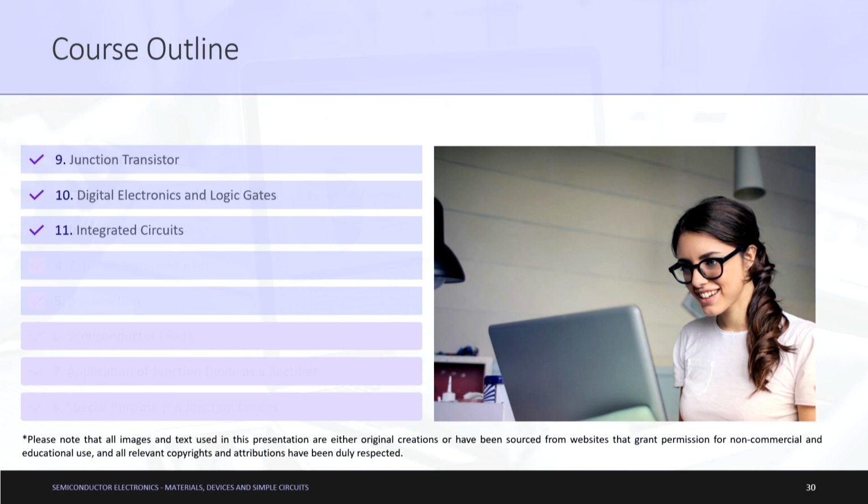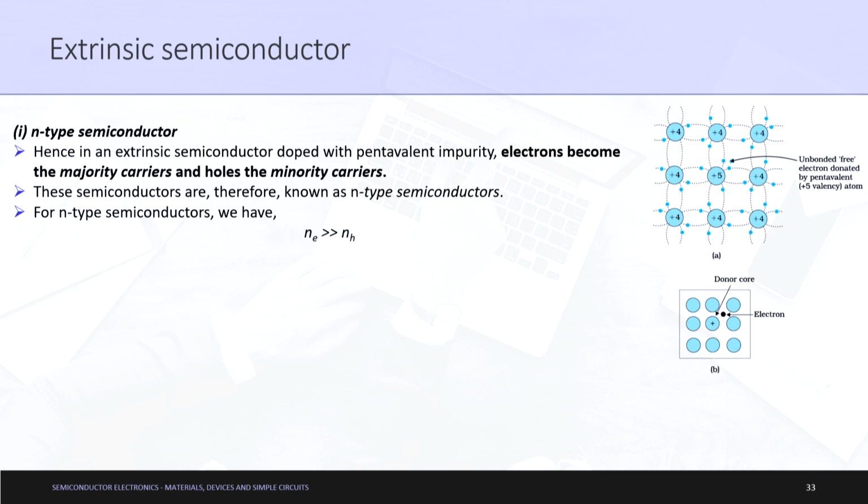So, in the last lecture we have done till this point. Let us go on to the further discussion from here. Hence, in an extrinsic semiconductor doped with pentavalent impurity, the electrons become the majority carriers and the holes become the minority carriers. New terminology: what are majority carriers, what are minority carriers? Majority carriers, as the term says, have a very high value, and minority carriers have a very low value.